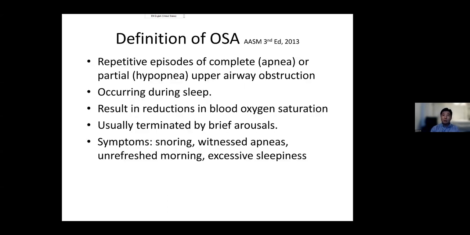But anyways, I'll be going back to the definition of obstructive sleep apnea, which, as you can read here, is repetitive episodes of either complete cessation or partial breathing, resulting in apnea or hypopnea in the upper airway that is occurring during sleep. It often results in a decrease in blood oxygen saturation, as we saw in some of the pictures, and it's usually terminated by brief arousals, because we cannot actually stay in the apneic episode. We have to wake up to be able to stay alive.